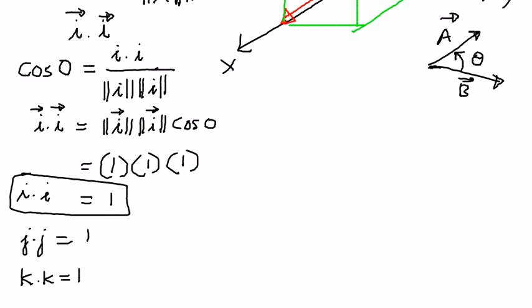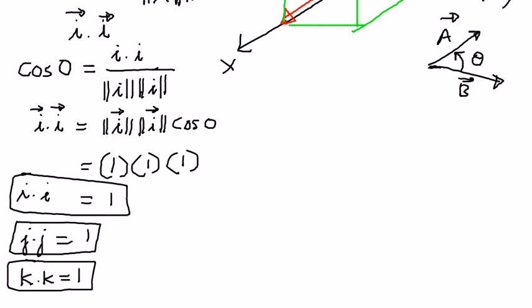Because if we take the unit vector in the J direction, the length of the J vector is going to be 1 unit, and if we were to dot product it with another J vector, the value is going to be equal to 1, very similar to what we have seen in here. I dot I is going to be equal to 1, therefore similarly J dot J will be equal to 1, and K dot K will also be equal to 1.